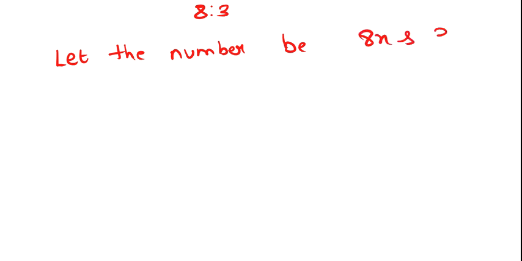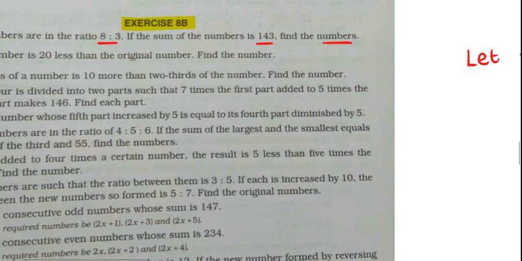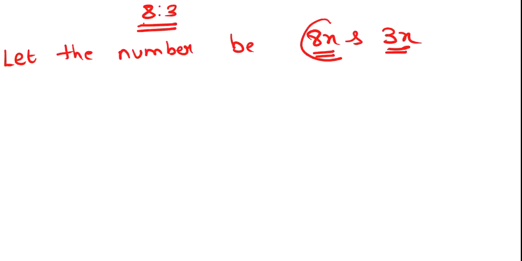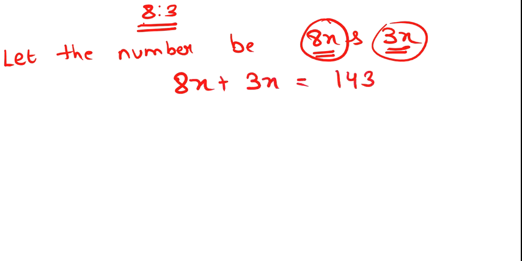8x and 3x. What are we doing? We are multiplying x with these two numbers. So our numbers are 8x and 3x. Now what it said: the sum of the numbers is 143. Our numbers are 8x and 3x, so the sum is 8x plus 3x equals 143. Now we can simplify it. 8x plus 3x is 11x equals 143.